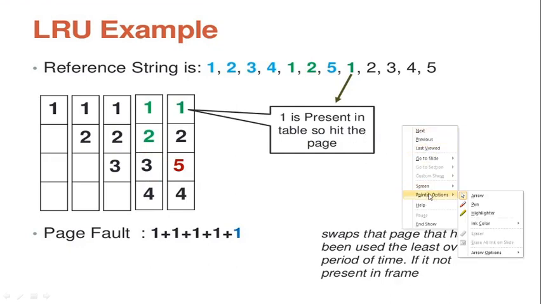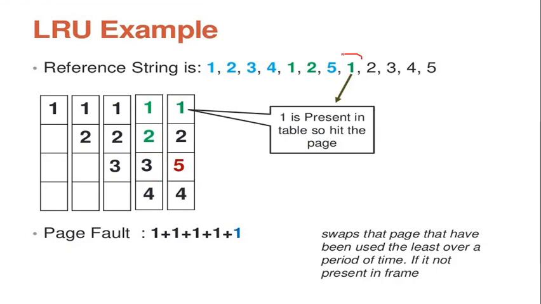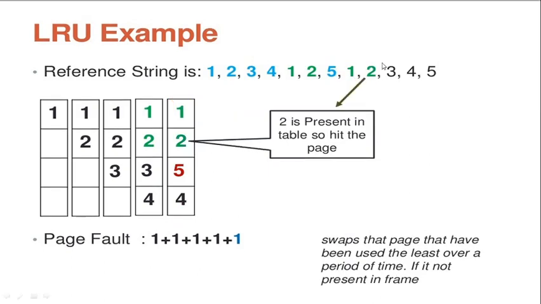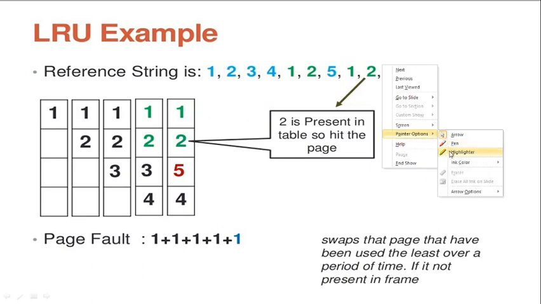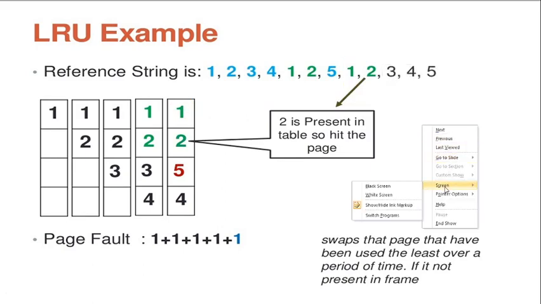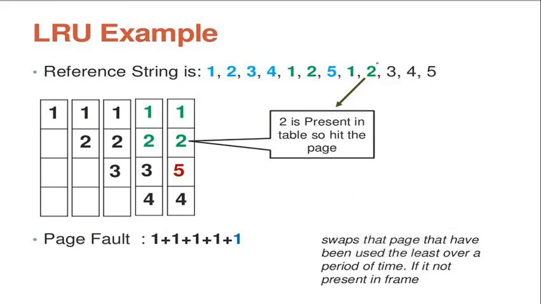In the next term, 1 is present here, so it hits the page, no page fault, and the same data will be written: 1, 2, 5, and 4. In our next slide, we have 2, right? 2 is also present here, it is hitting the page. So it will be repeated again, no page fault, 1, 2, 5, 4 will be written again.